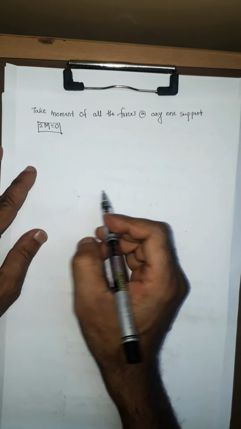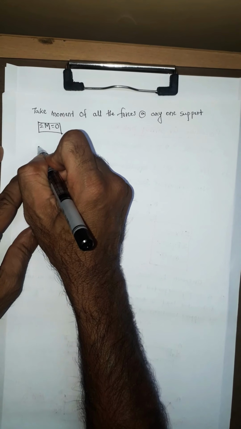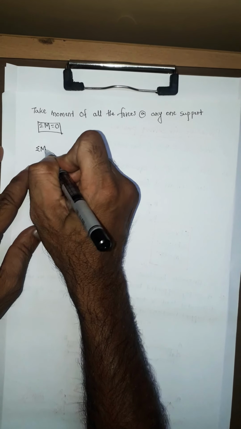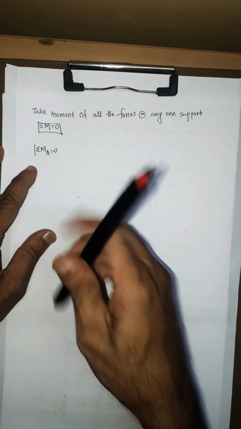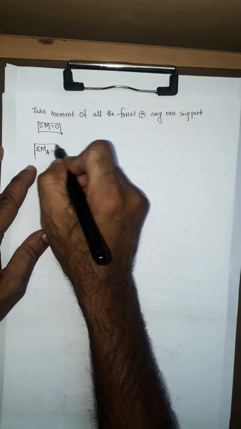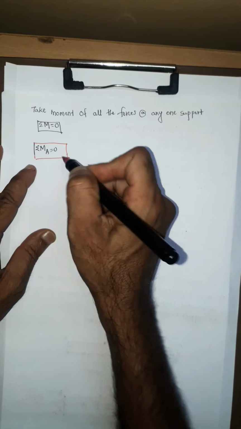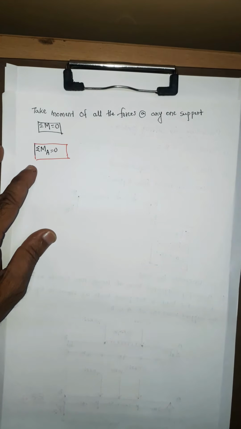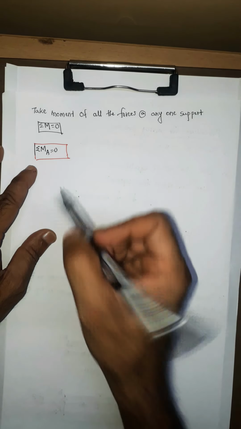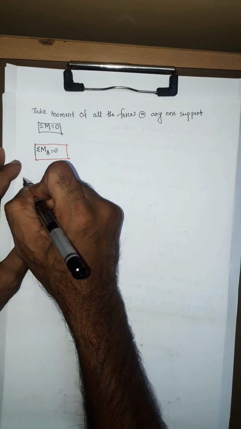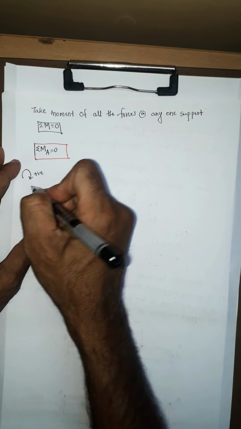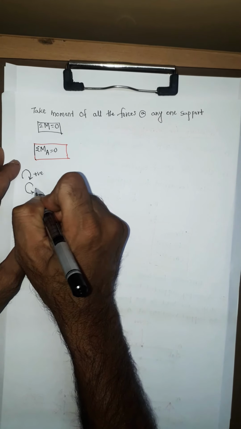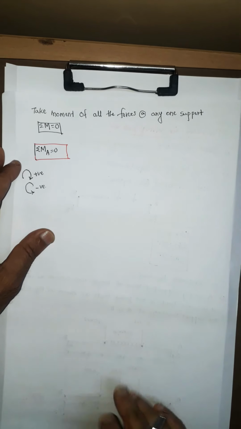Now let us take moment about A, that is summation MA is equal to 0. Moment of all the forces about A is equal to 0. And again when you are taking moment, remember the sign convention. Clockwise moment is positive. Anti-clockwise moment is negative.